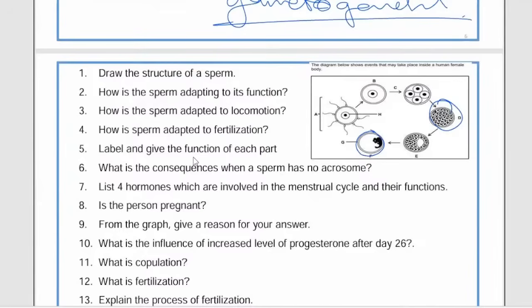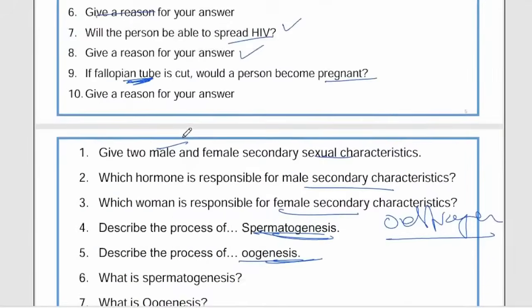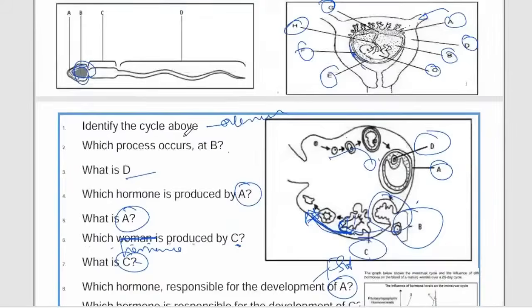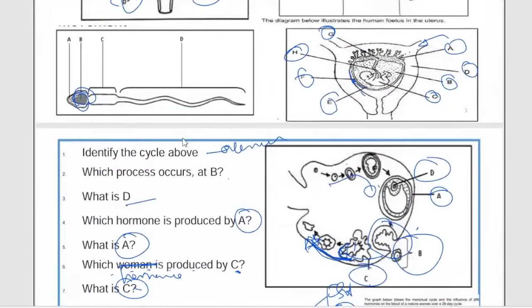How is the sperm adapted for locomotion? When you talk about locomotion, we only talk about the middle piece and the tail. The tail is long enough to provide a propulsion force. Talk about the middle piece having the mitochondria for energy. Also, talk about the pointed shape to reduce friction.